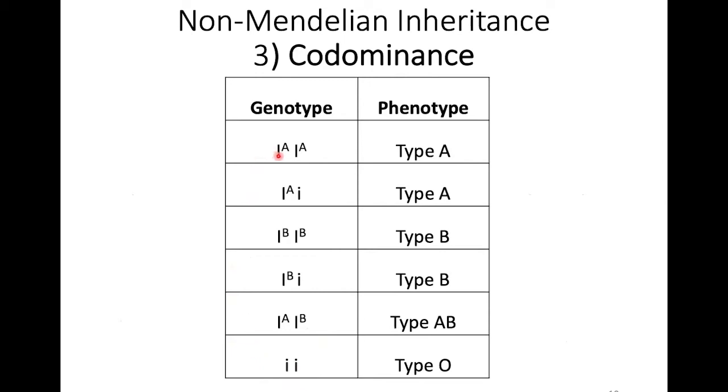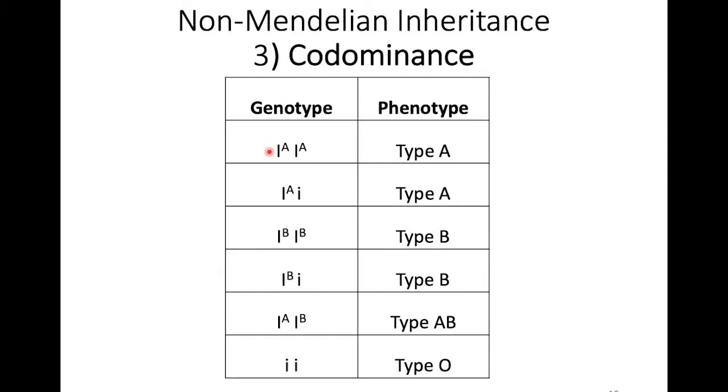So as I mentioned before, the A antigen allele is dominant over the lowercase i allele, which codes for no antigens. And similarly, the allele that codes for the B antigen is dominant over the lowercase i that codes for no antigen. So when we combine these alleles together, we get our genotypes, the 6 genotypes.